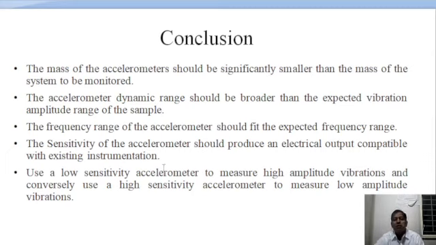So the conclusion that we can draw from the discussion is that the mass of the accelerometer should be significantly smaller than the mass of the system to be measured. The accelerometer dynamic range should be broader than the expected vibration amplitude range of the sample. The frequency range of the accelerometer should fit the expected frequency range. The sensitivity of the accelerometer should produce an electrical output compatible with the existing instrument, and use a low sensitivity accelerometer to measure high amplitude vibration, and conversely use high sensitivity accelerometers to measure low amplitude vibrations.